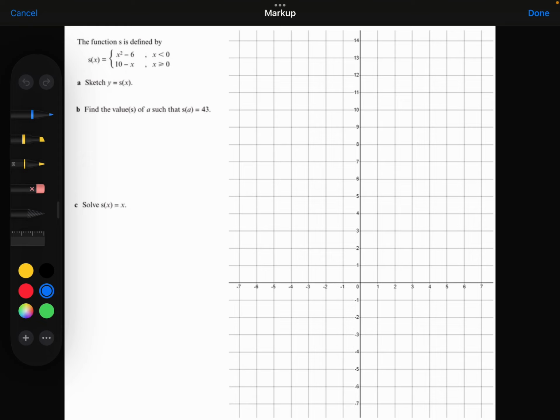So when x is 0, y is minus 6. When x is minus 1, we get minus 1 squared, which is 1, minus 6, so that gives me minus 5. When x is minus 2, we get minus 2 squared, which is 4, minus 6 is minus 2. When x is minus 3, we get minus 3 squared, which is 9, take away the 6 is 3, and so on. So my quadratic is going to look something like this. It's just a sketch.